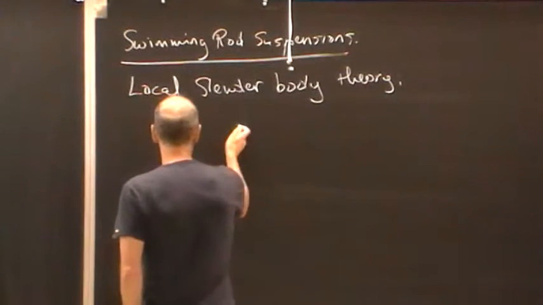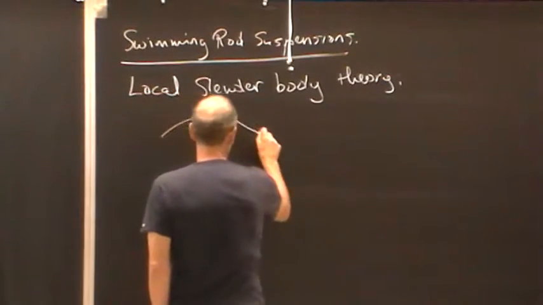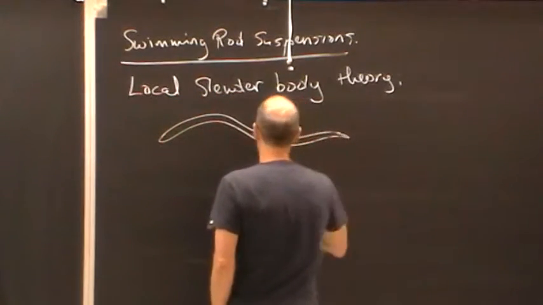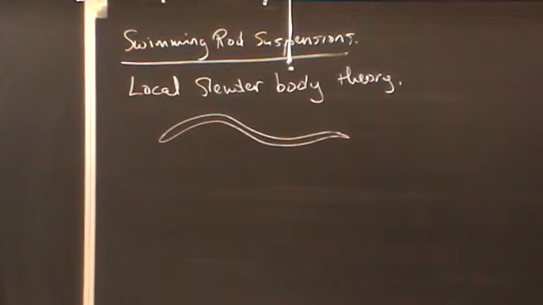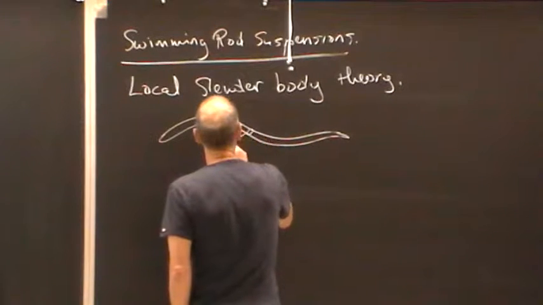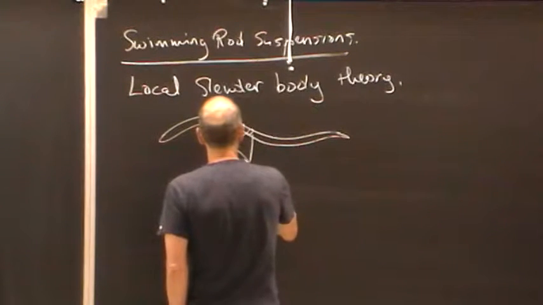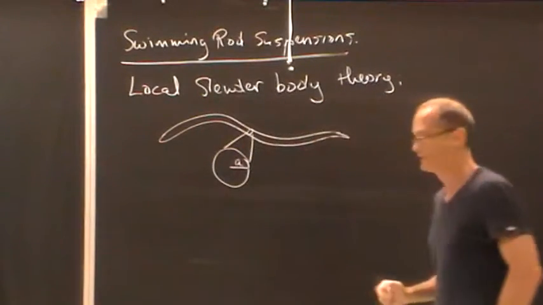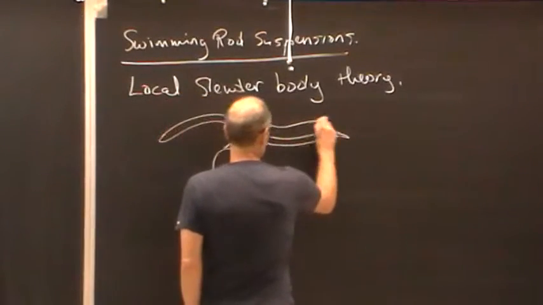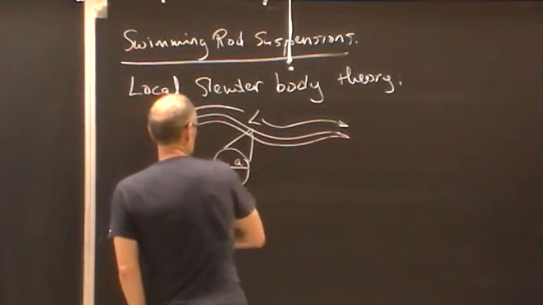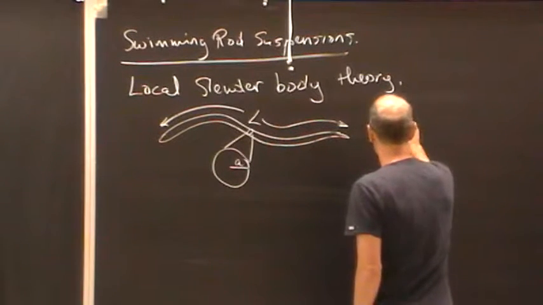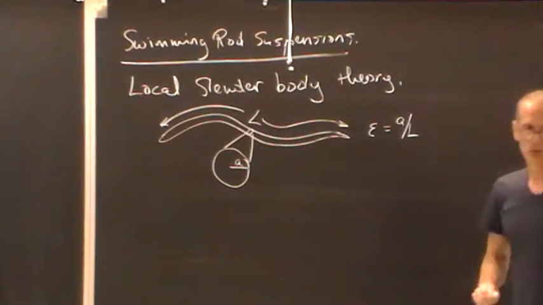It says the following: I have some sort of object in the flow. I've drawn it to have some curved aspect, and it's long and slender. So I take a cross section from this, and it's got some radius a, and a length L, so I have an aspect ratio epsilon equal to a over L. And we're going to assume that that is small.